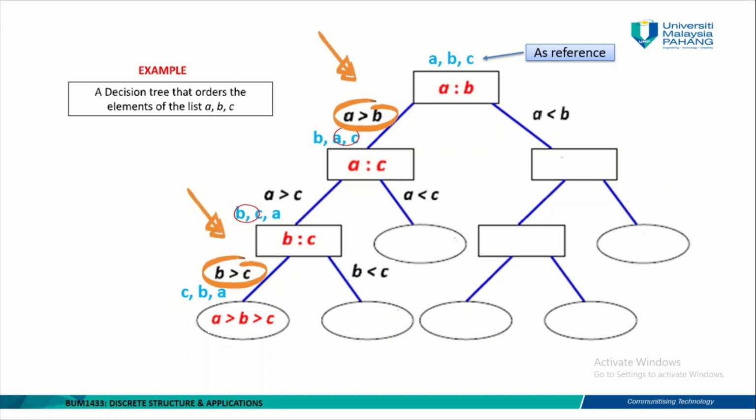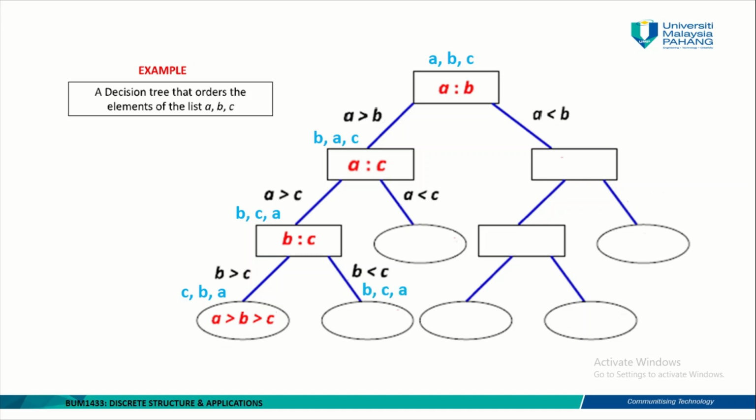So we put the expression here, A greater than B greater than C. Alright, so let's move to the next. We see here B is less than C. So if B is less than C, we get BCA. We know that we read from right to left, so we have ACB. So we know that A is greater than C and C is greater than B. So we write down A greater than C greater than B.